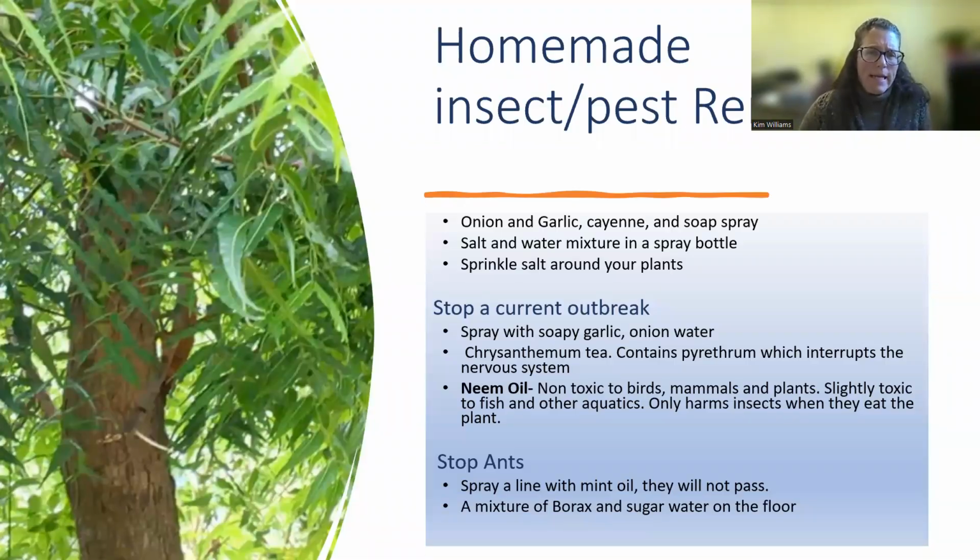So there are homemade insect pest remedies. If you have outbreaks and you're seeing that your leaves are being chewed up, or you've got aphids, you can make a handheld spray. There's a ton of different recipes with garlic, onion, cayenne, and soap. That's just your basic ingredients, they all kind of have those in them. Salt and water mixture in a spray bottle. These are so easy to look up.